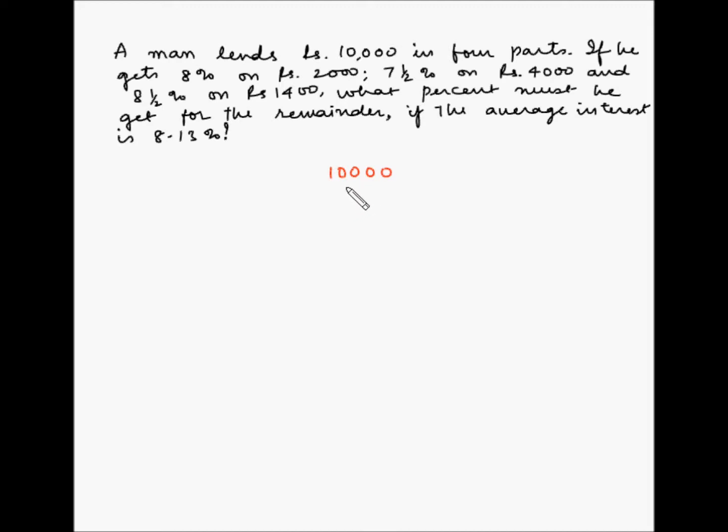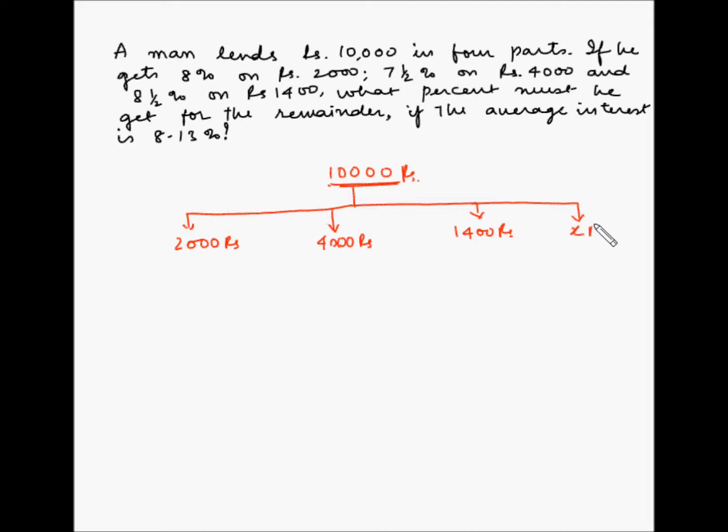Now he lends this amount to, let's say, 4 people. The first one, he lends an amount of 2,000 rupees. The second one, he lends an amount of 4,000 rupees. The third one is 1,400 rupees, and the fourth one is, let's say, X rupees.